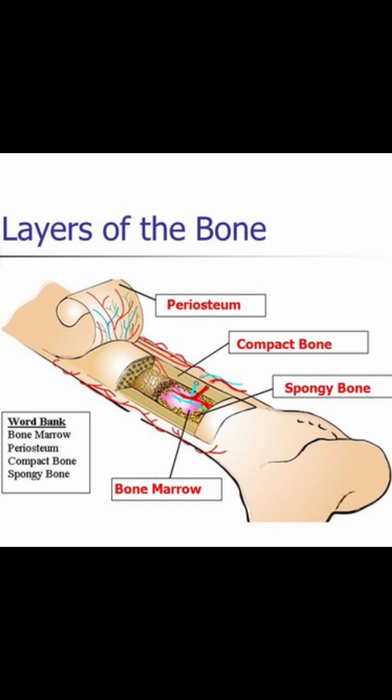Next, we have the compact bone, which is the dense, strong layer under the periosteum. It gives bone strength and structure. And then we have the spongy bone, which is found mostly at the ends of the bones. It's lighter and contains red bone marrow, which makes blood cells. Then we have the endosteum, which is a thin layer lining the inner surface of bones. Like the periosteum, it also contains bone-forming cells.